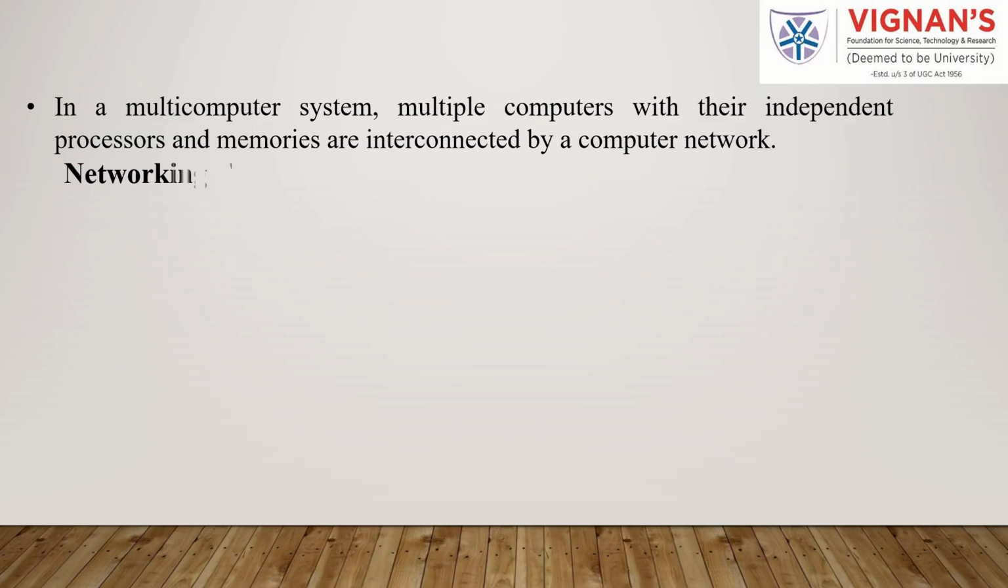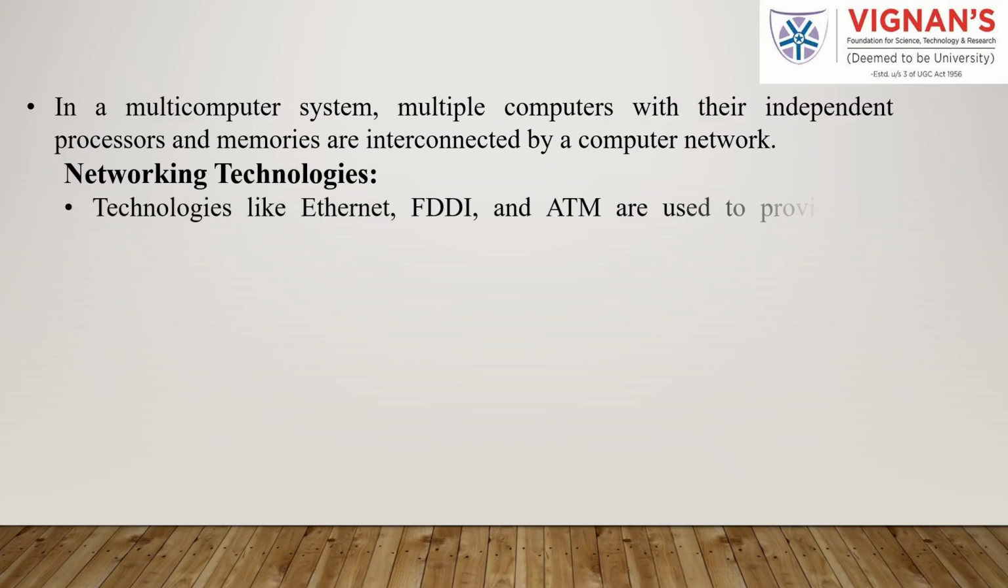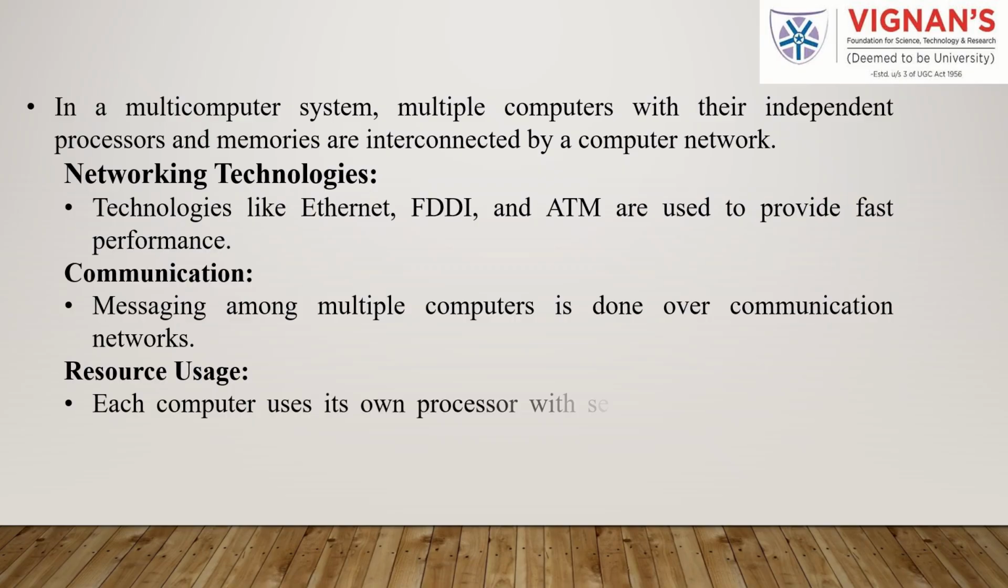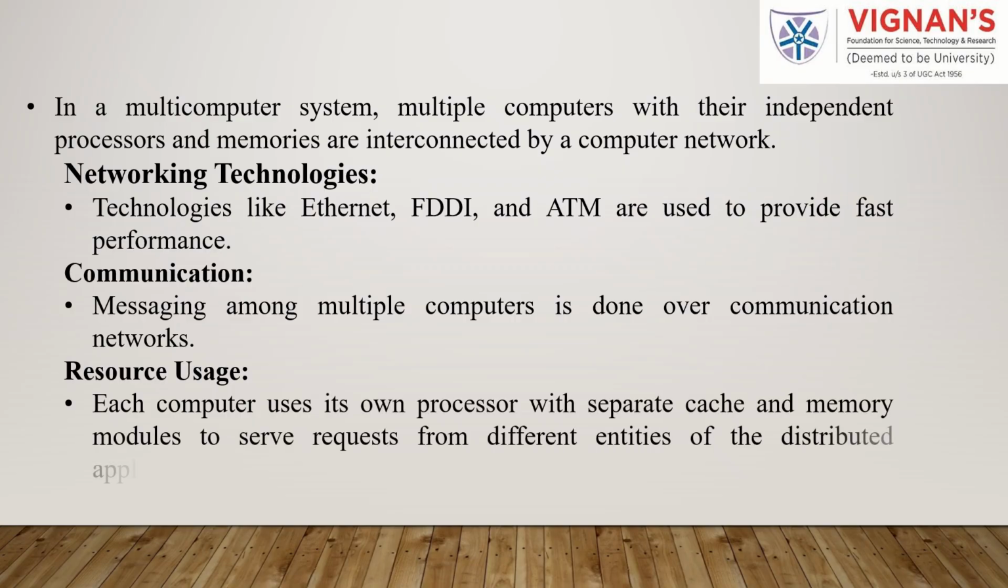Networking technologies. Technologies like Ethernet, FDDI, and ATM are used to provide fast performance. Communication. Messaging among multiple computers is done over communication networks. Resource usage. Each computer uses its own processor with separate cache and memory modules to serve requests from different entities of the distributed applications.